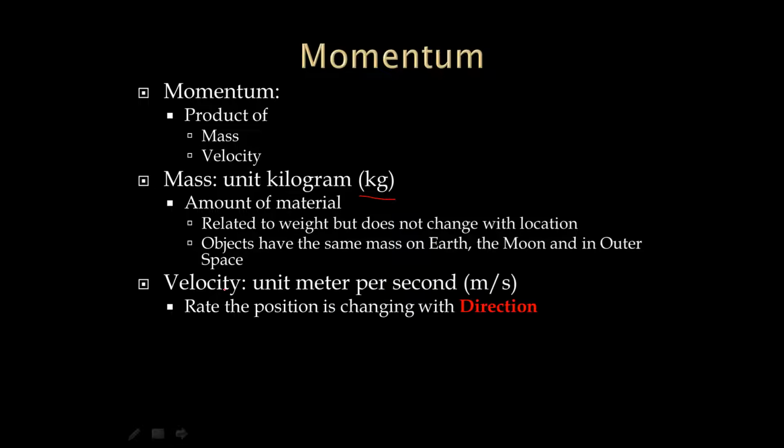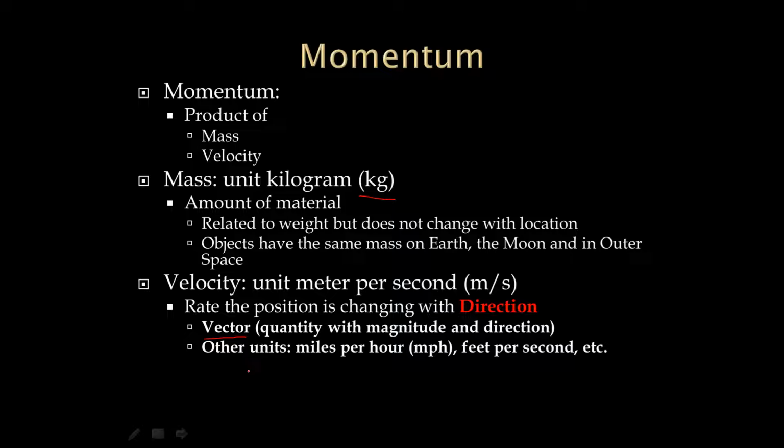Let's look at velocity. Velocity is the rate that the position is changing with direction. The unit is the meter per second, and we also have to define a direction as well. Because it is a value with a direction, it's known as a vector quantity, so it's a quantity with magnitude and direction. Other units that we've used for speed or velocity: miles per hour, feet per minute. So we can just think of velocity as a speed with direction.